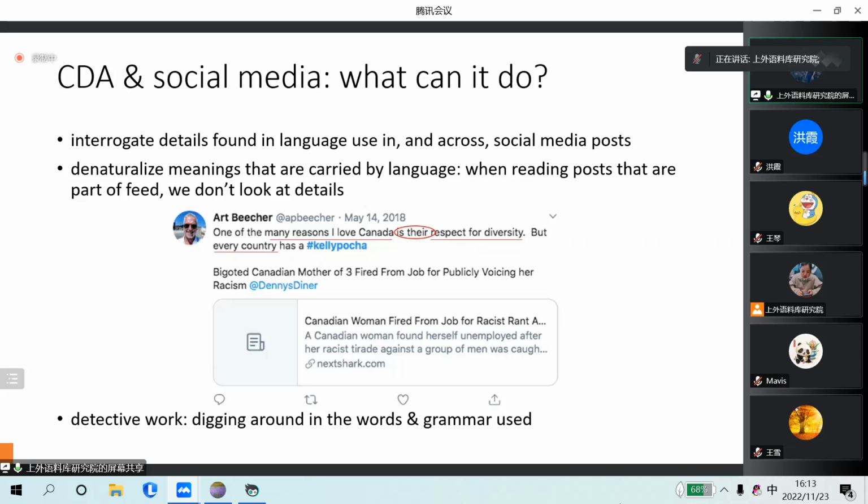Canada's great, you're different. But not just that, it also seems to be missing details here. This "every country", really? Does every country have racists? For example, Nigeria or Yemen, where they have these big ethnic conflicts, is that the same thing? So, whenever there are details like this missing, it's a chance for CDA to show us what is really going on, if you will.